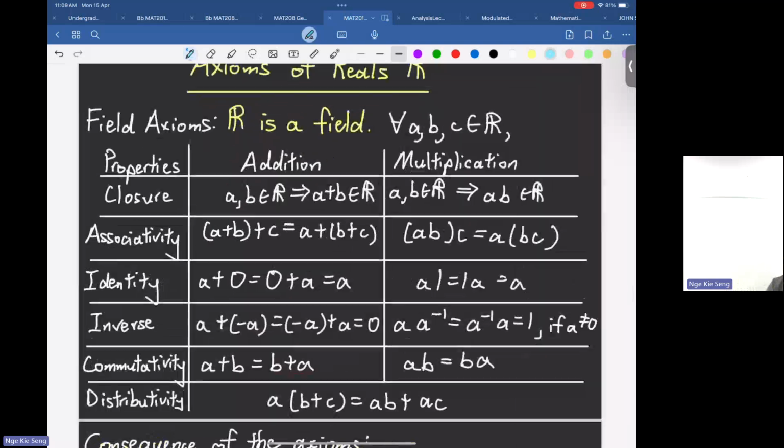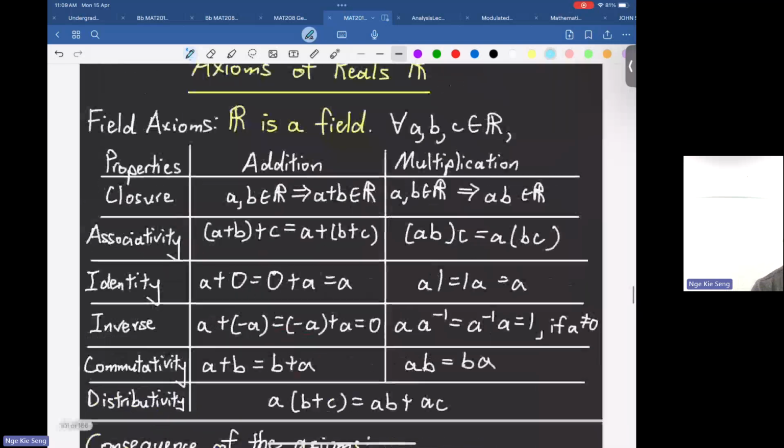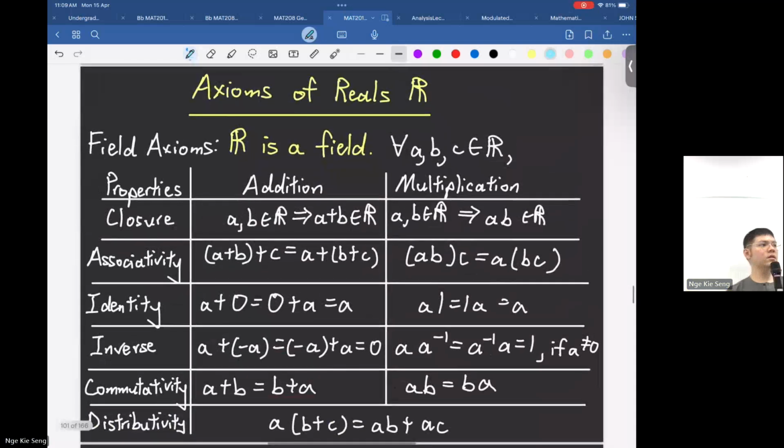Okay, let's do some quick revision here. Joshua is not back yet. Does Joshua know? Can someone send to the group that we are here now?